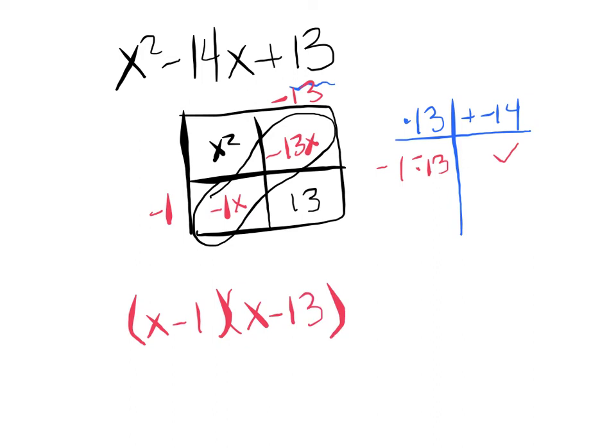Now let's say I wasn't sure if I did this right. This is a tricky one. It's got 13 in it. It's got lots of negatives. I could check my solution by distributing it back to see if I get the right thing. So remember your double distribution.